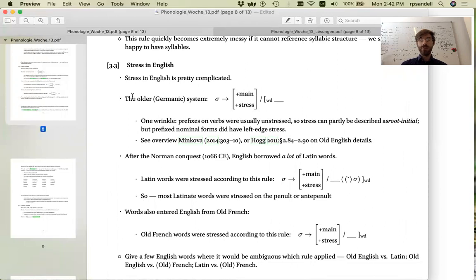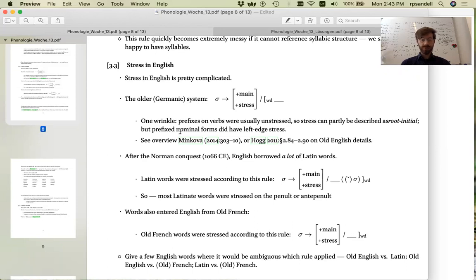So in the stress pattern that English inherited from Proto-Germanic, there seems to have essentially been a rule which assigned stress to the first syllable in a word. This is a little more complicated because in verbs which had prefixes, those prefixes were usually unstressed, which meant that stress in those verbs can be described as sort of root initial. However, prefixed nominal forms did have left edge stress. So there was a sort of distinction in behavior between verbal and nominal forms when prefixes were added.